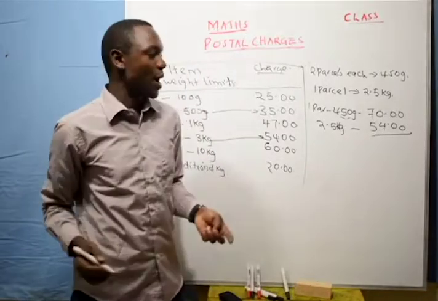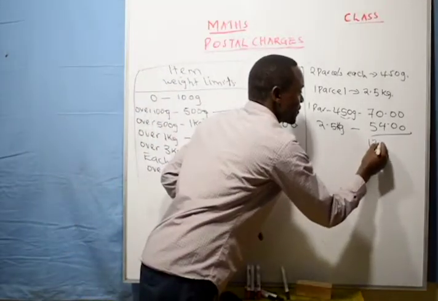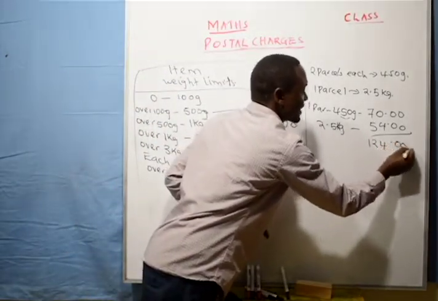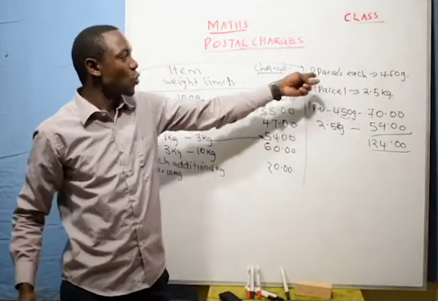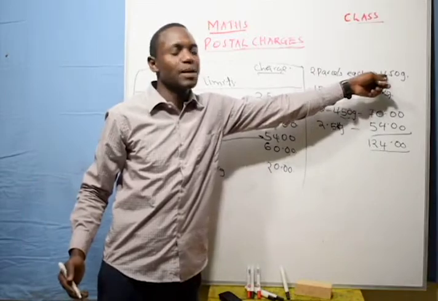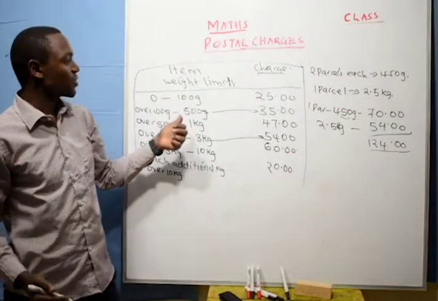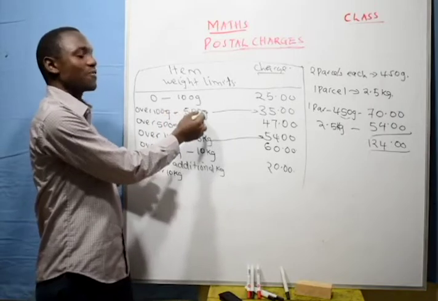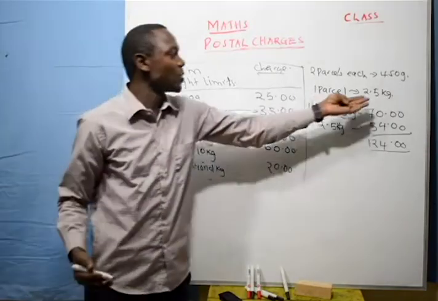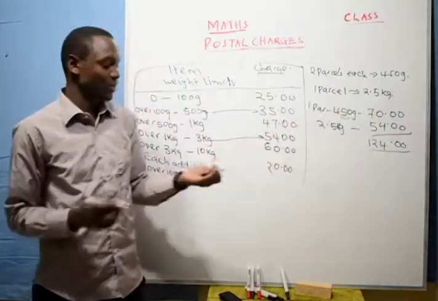So what is the total amount? That is 124 shillings. That is the amount of money you will pay for the postage for those 3 parcels. 2 parcels each weighing 450 grams, so you look for the weight limit for 450 grams, which is over 100 to 500 grams. And because there are 2 parcels, we multiply by 2.